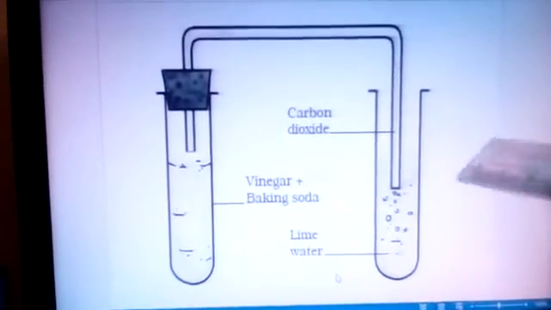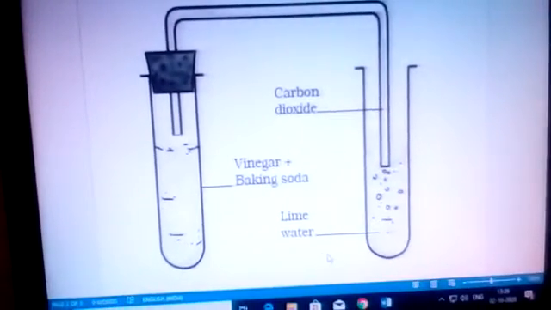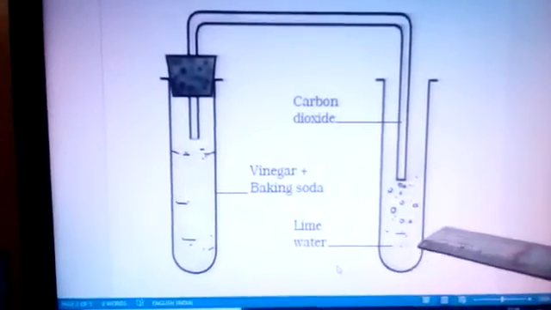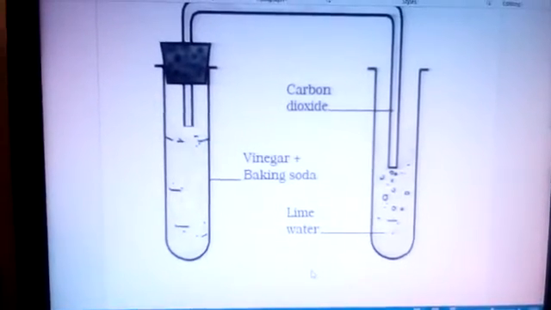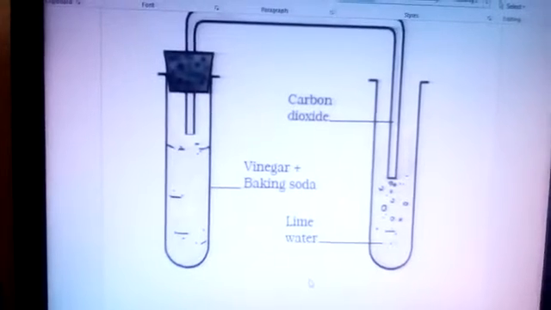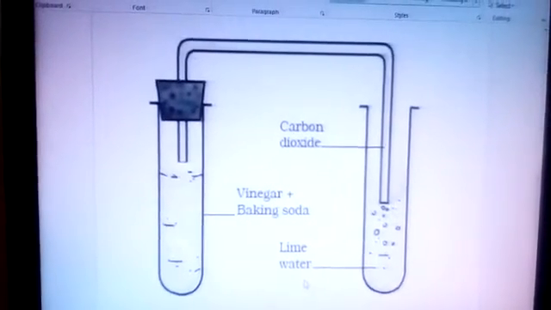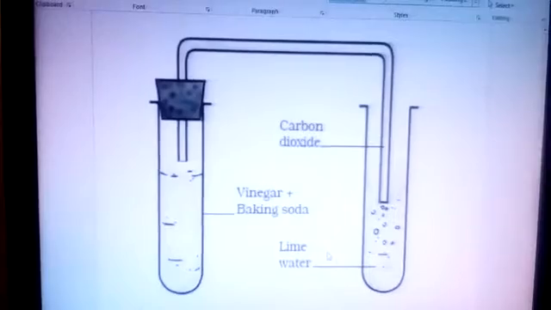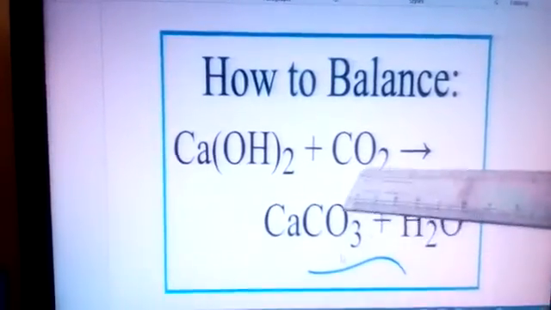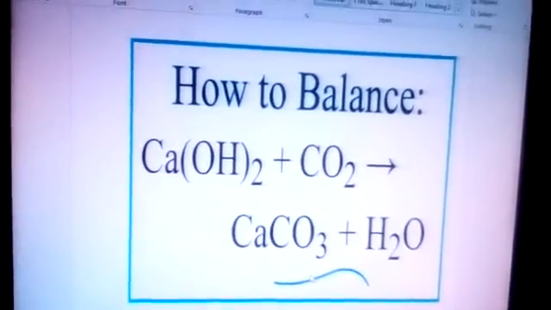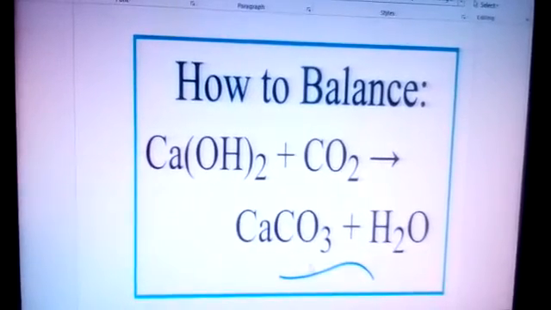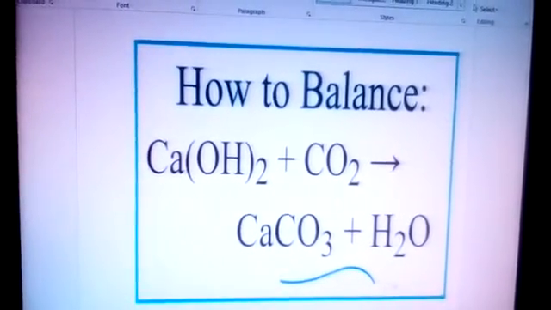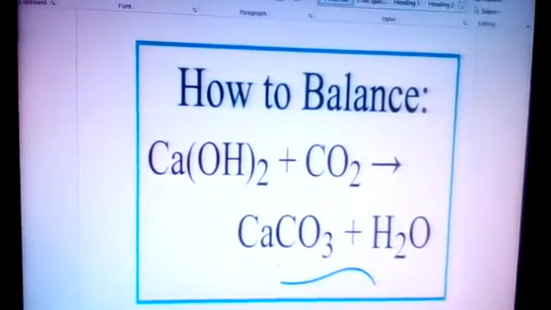When carbon dioxide is passed through lime water, a new substance, calcium carbonate, is formed, which makes the lime water milky. The turning of lime water milky is a standard test for carbon dioxide, and it shows the presence of carbon dioxide. This can be shown by an equation. Calcium hydroxide plus carbon dioxide gives calcium carbonate, a new substance, plus H2O, that is water.